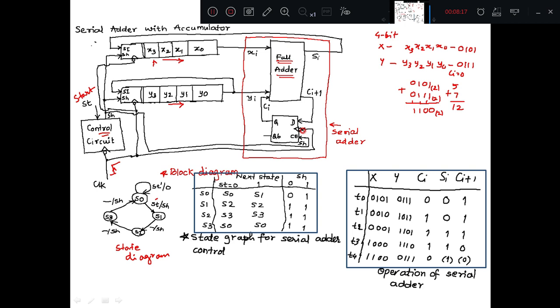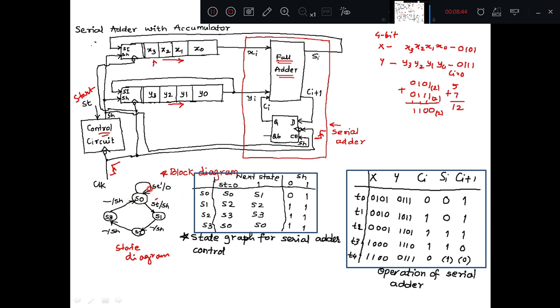So on every rising edge of the clock, at the D flip-flop, whatever data is available, carry Ci plus 1, is propagated as the Q output to the full adder. So it requires 1 clock cycle, 2 clock cycles, 3 and 4 clock cycles to complete its entire operation.